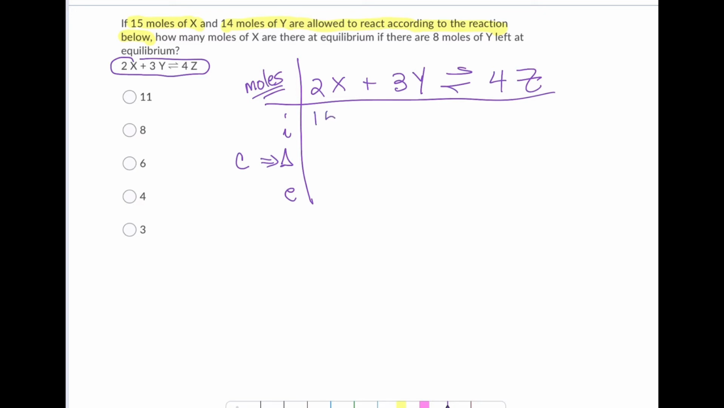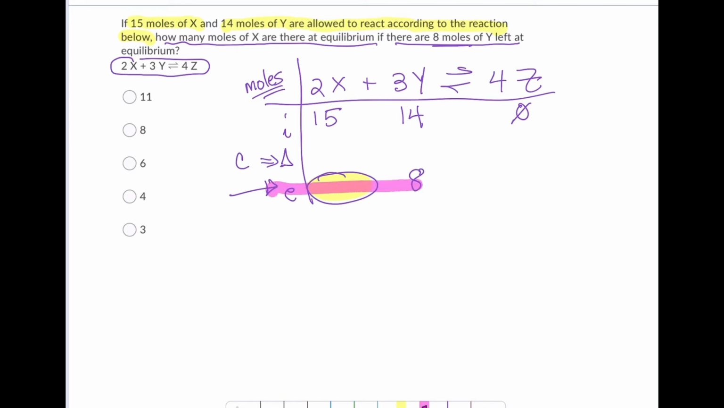So I've got 15 moles of X, 14 moles of Y, and 0 moles of Z initially at the beginning of this reaction. The question is how many moles of X are at equilibrium? There is my equilibrium row, and I want to know how many moles of X. So I'm essentially looking for this value down here. If there are 8 moles of Y left at equilibrium, here in the equilibrium row, I have 8 left of Y. And that's the only other number that it tells me besides the reaction.